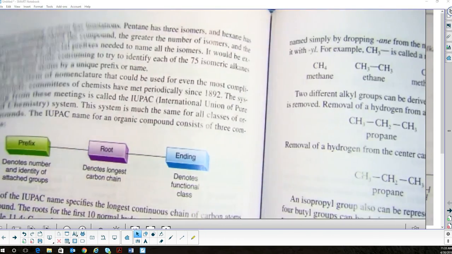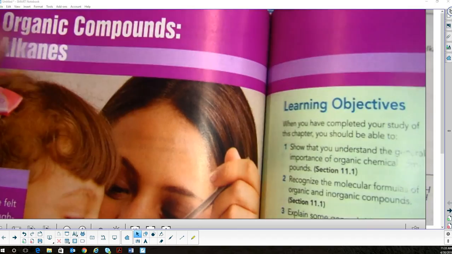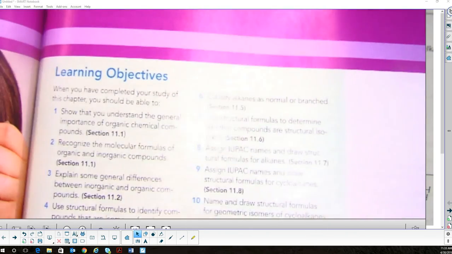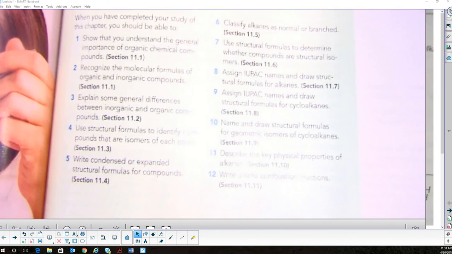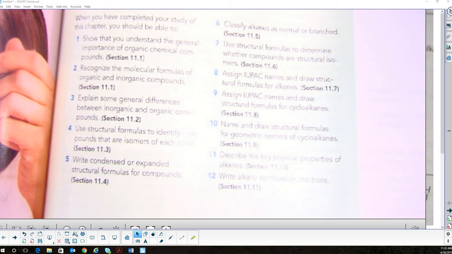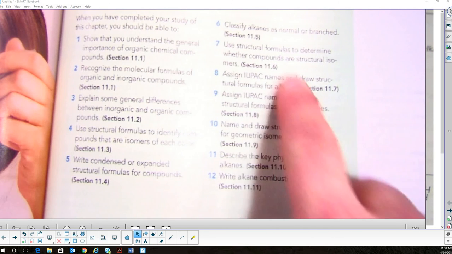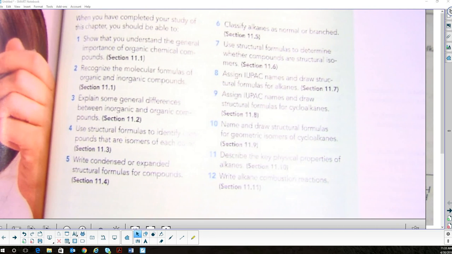The other key is, as you're looking at your book, if we go up here to the very front of the chapter, there are some learning objectives. This is where she makes sure there's at least one question on each learning objective. So you might want to look over that. It gives you the sections where they're taught. If you don't know what it's talking about, go to that section.